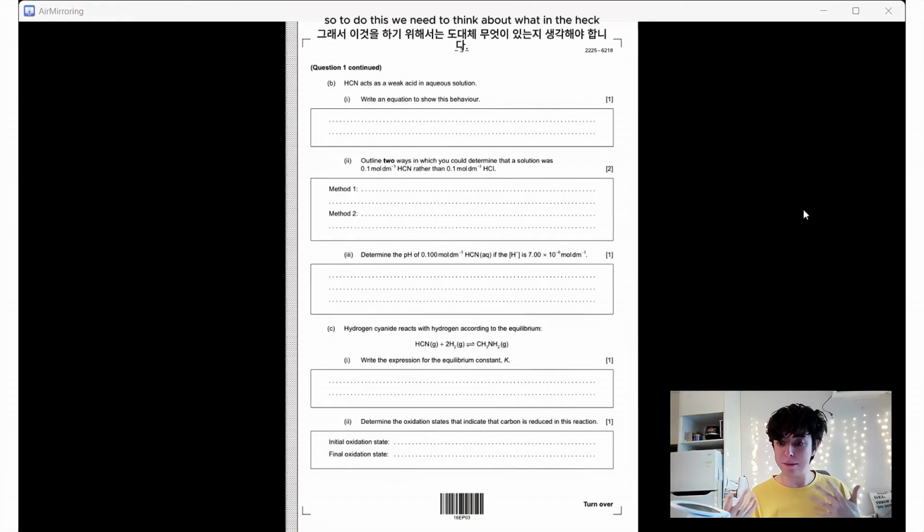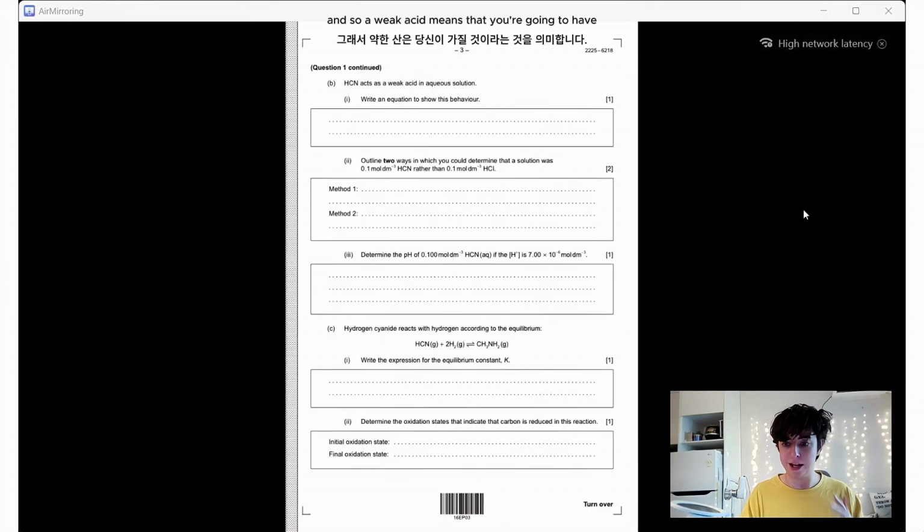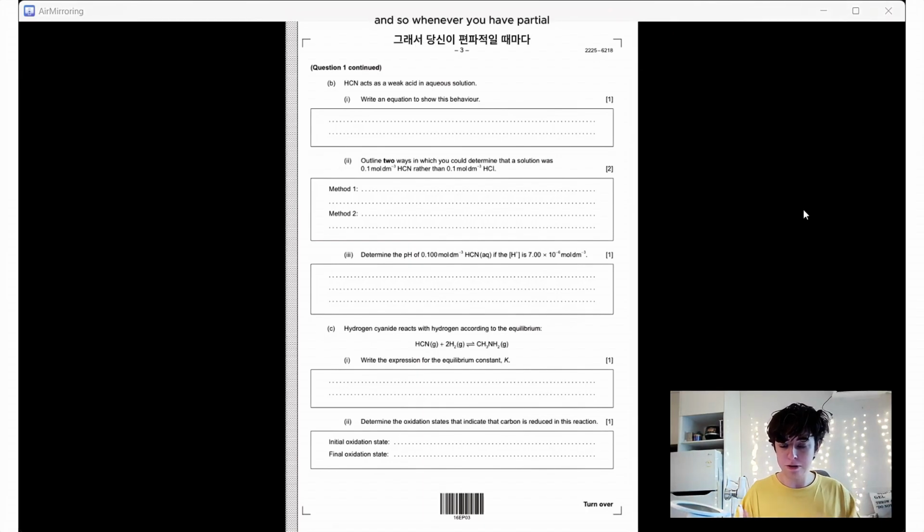To do this, we need to think about what a weak acid even means. A weak acid means that you're going to have partial ionization rather than a complete ionization. Whenever you have partial, that means an incomplete reaction, so the only way that we can represent that is an equilibrium. That is the really big difference in the equations for strong and weak acids: strong acids are always a single arrow, weak acids are represented in equilibrium. The equation they're looking for is literally just the ionization with an equilibrium arrow.